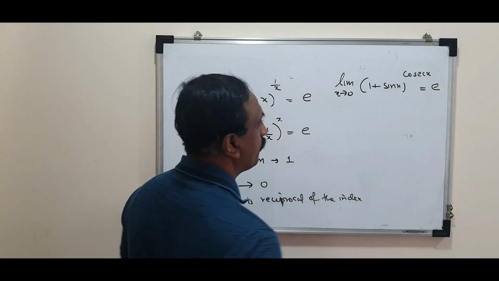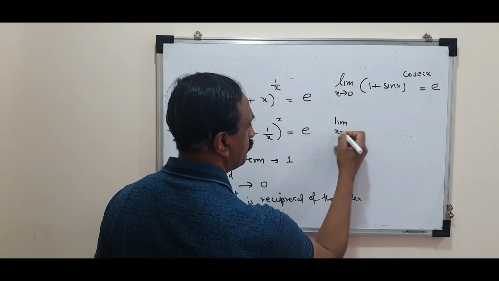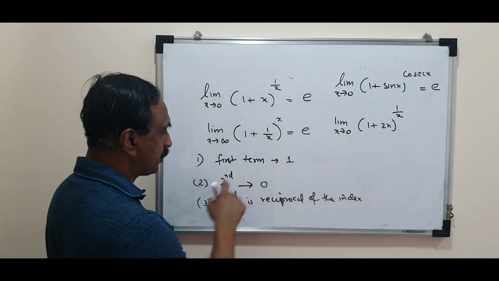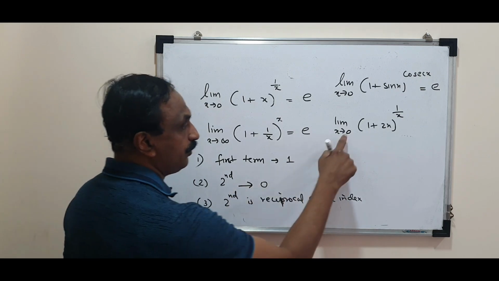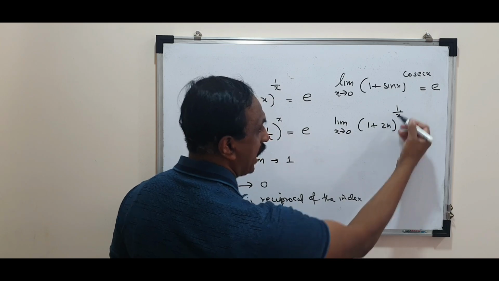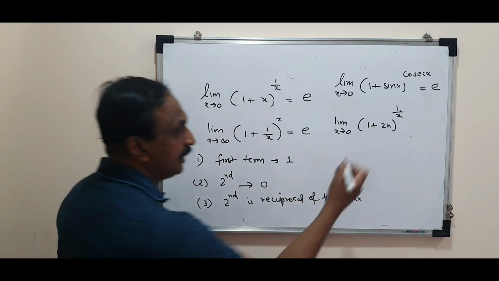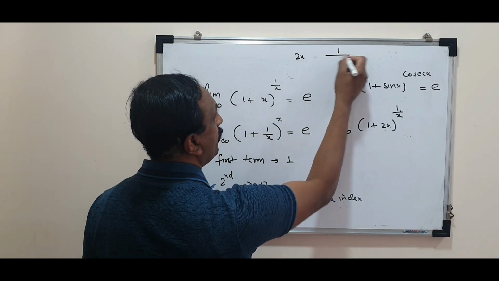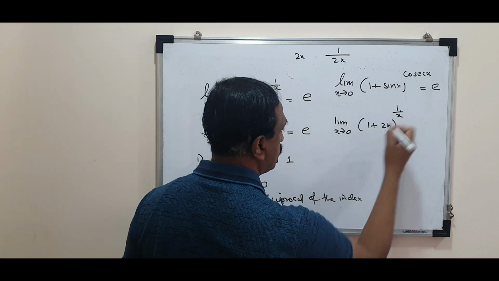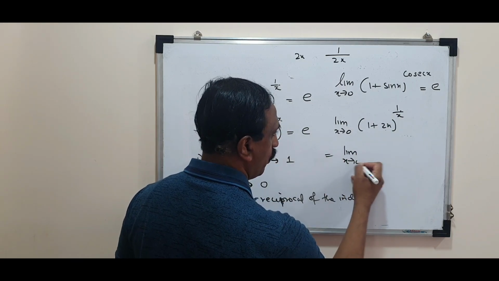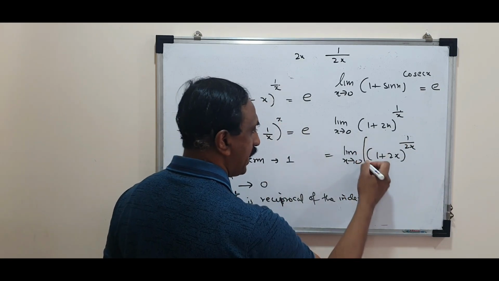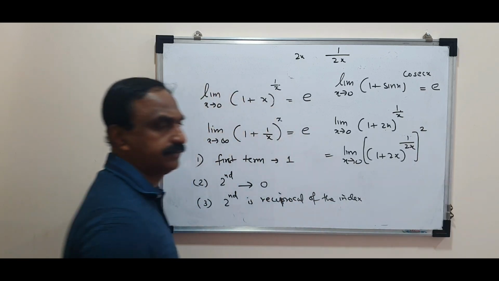Now let's have a look at this one. Limit x tending to 0, (1 plus 2x) raised to 1 by x. The first term is 1, and when I apply the limit, the second term is tending to 0. But the second term and the power are not reciprocal of each other. The second term is 2x, so the power should have been 1 by 2x, but I have only 1 by x. So what I'll do is make it (1 plus 2x) raised to 1 by 2x. I put a 2 extra and compensate it with a 2 as a power.